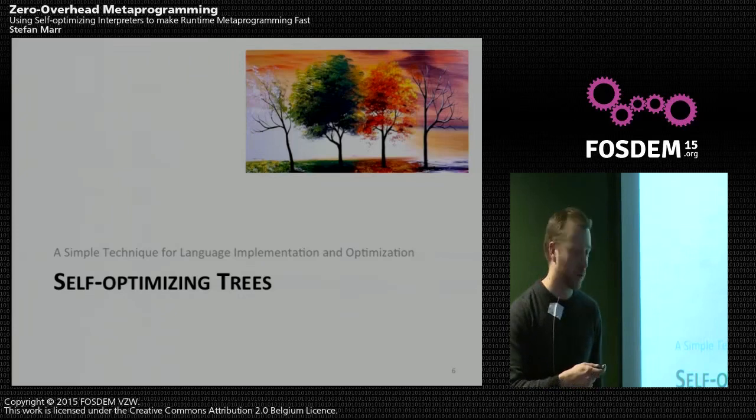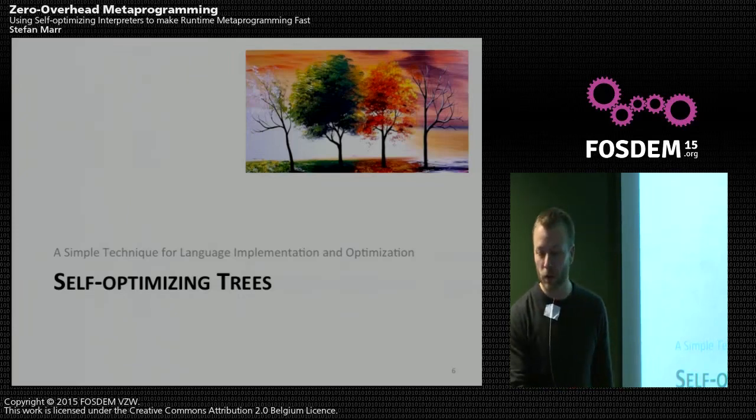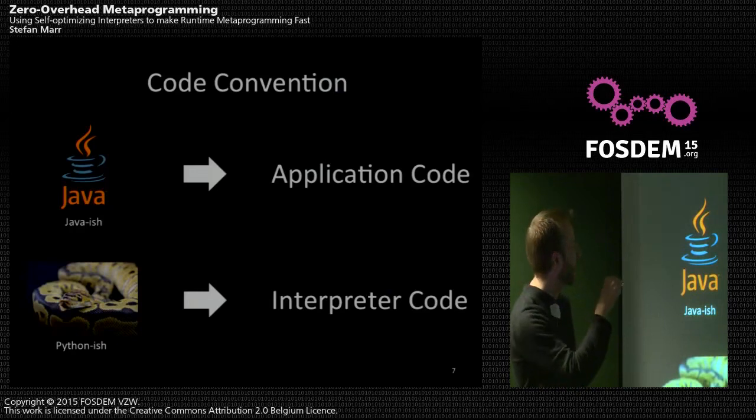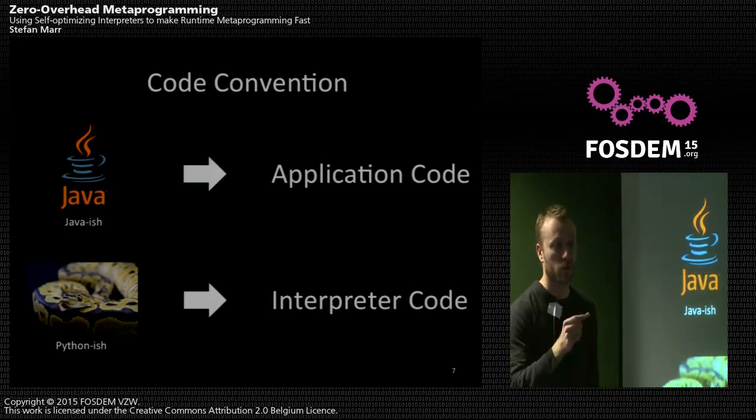So I will just briefly show you how we implemented interpreters, because I think that's a very nice idea. It's not actually mine. I forgot to put the reference here, but I will put it in the slides I will put online. Okay, before I start explaining exactly: if you see Java-like code, that's application level code. If you see Pythonic code, that's the interpreter level implementation. Just to make things clear up front.